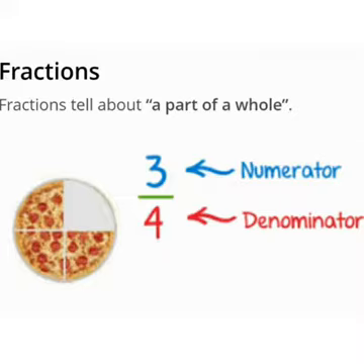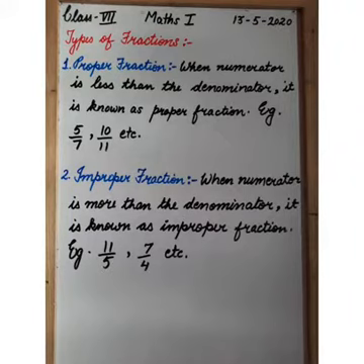Coming to the types of fractions. First, proper fractions. Proper fractions are those fractions in which the numerator is less than the denominator. We can take an example 5 upon 6. Here 5 is less than the denominator 6. Or we can take another example 5 upon 7. Here the numerator is 5, which is less than the denominator 7.